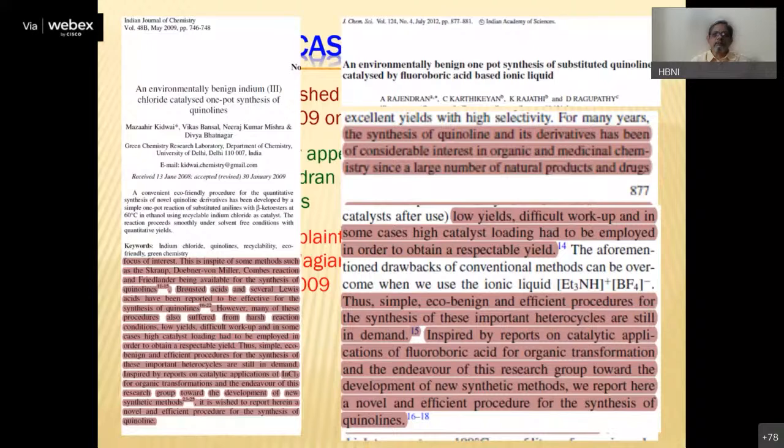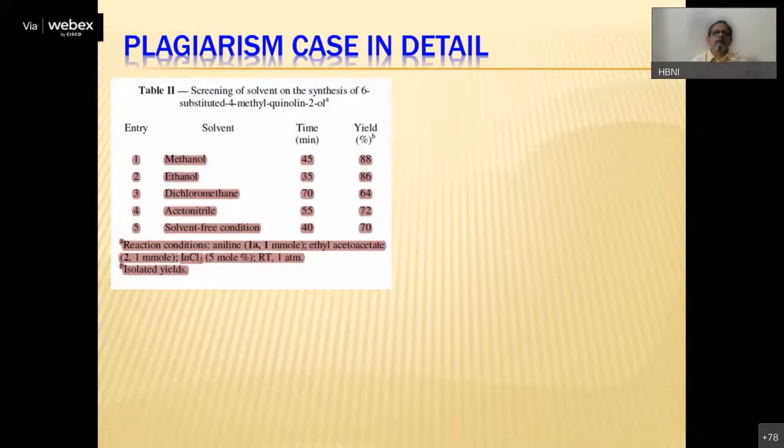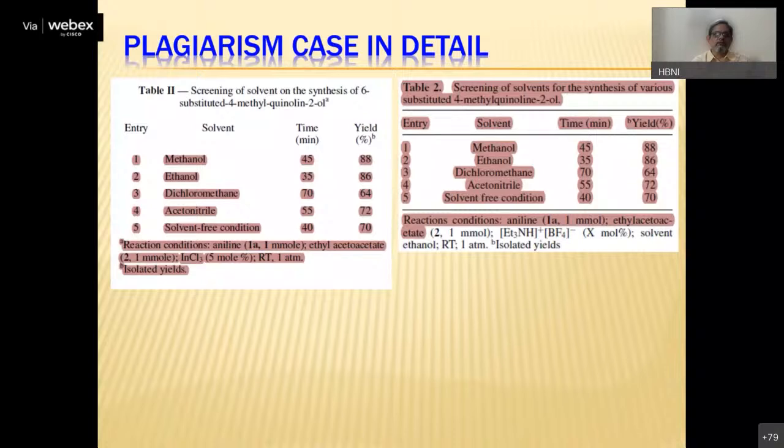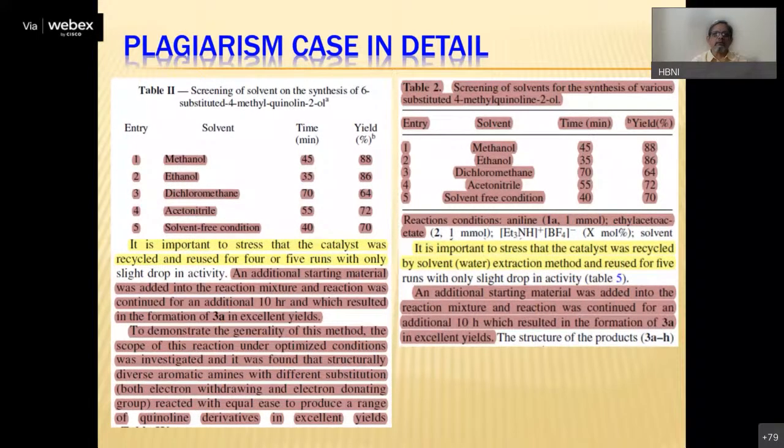It was so blatant that there was absolutely no other route except to penalize the person who wrote the second paper. And you can see that the editor of the journal finally issued a retraction. There's some more: the person even copied the tables. These are the tables in the first paper, copied absolutely ditto without any change, even in the values, times and yields. Everything is the same.